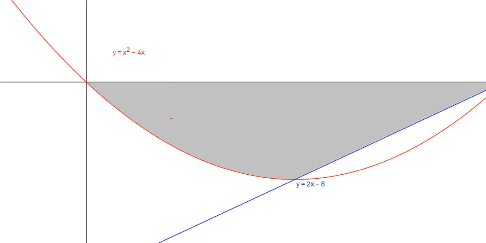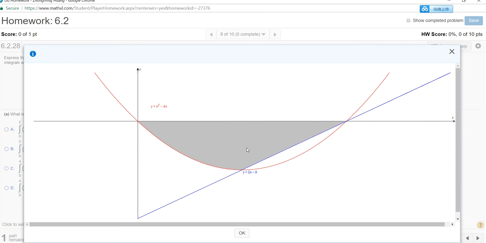So I'm going to slice vertically, and obviously when you slice vertically in different regions, you have different functions. So therefore we need two different integrals for this region. And in order for us to do that, we have to first find the intersection.